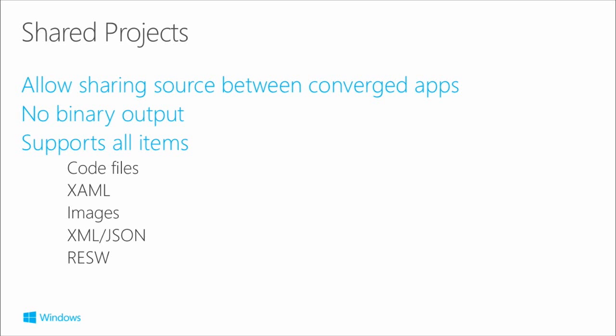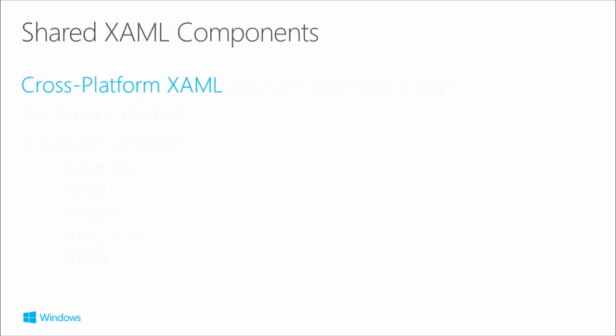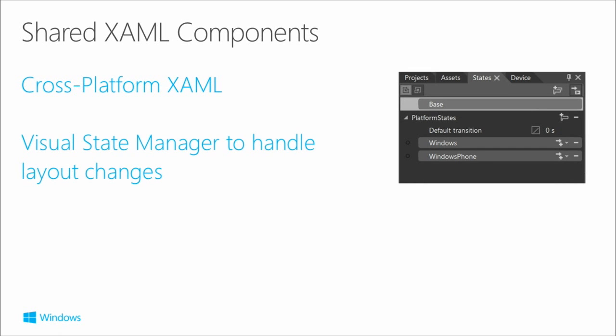Right. So the shared project, I said this already, and we're going to say it again. Shared source between converged apps. It has no binary output, and it supports all types of items. Shared XAML components. So if you have a XAML component, it's cross-platform XAML. You can use the Visual State Manager to handle some of your layout changes. This is a very, very simple version of how you might do something like that.